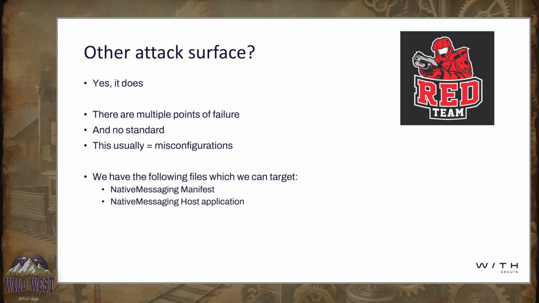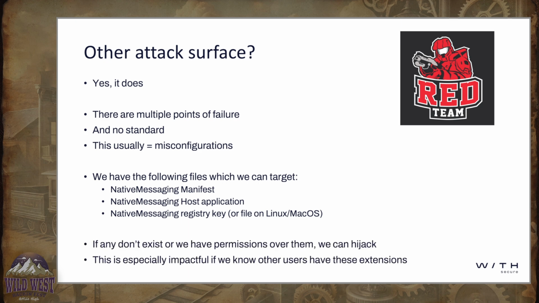We have the following files as a raw attack surface that we can target. We've got the native messaging manifest, we've got the native messaging host application itself, and we've got the native messaging registry key or file on Linux and Mac. If any of these do not exist, or we have permissions to write over them, we can hijack, right? This is especially impactful if we know other users on the same machine have the extension installed. And we'll get into an example of how we could use this for privilege escalation in the next slide.